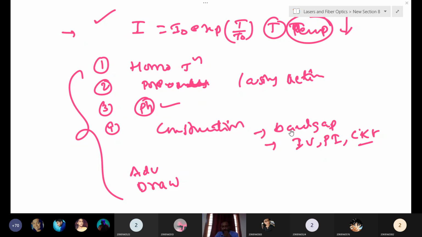Tomorrow we will see the heterojunction laser. Is today's class clear? Any doubt?